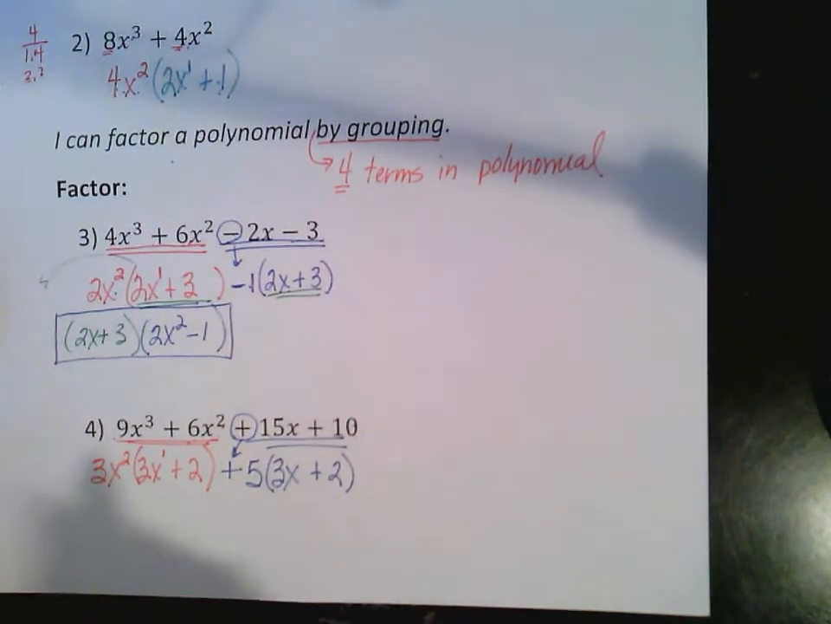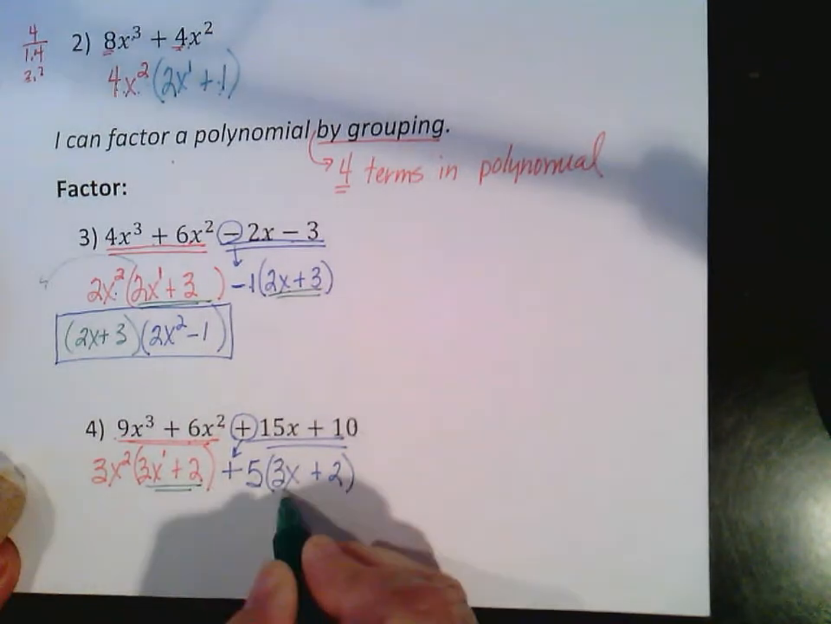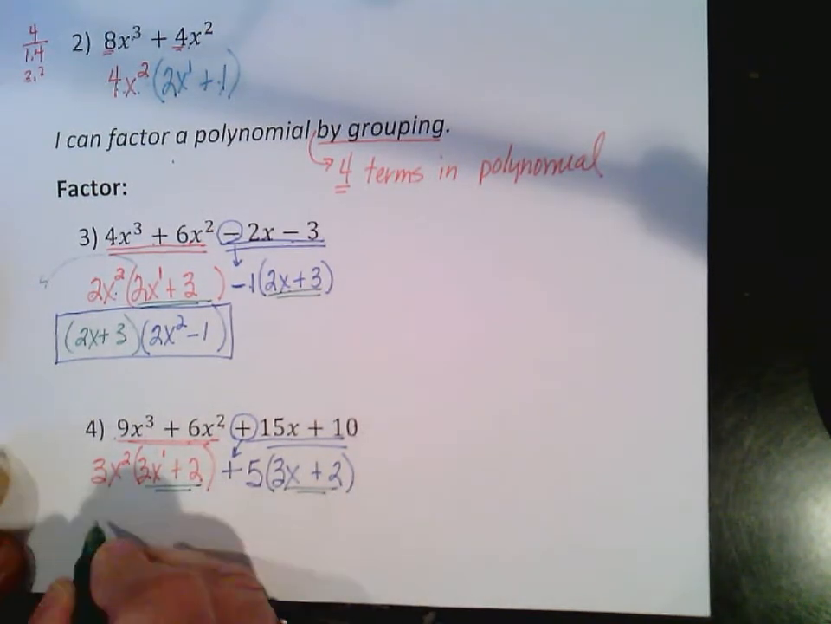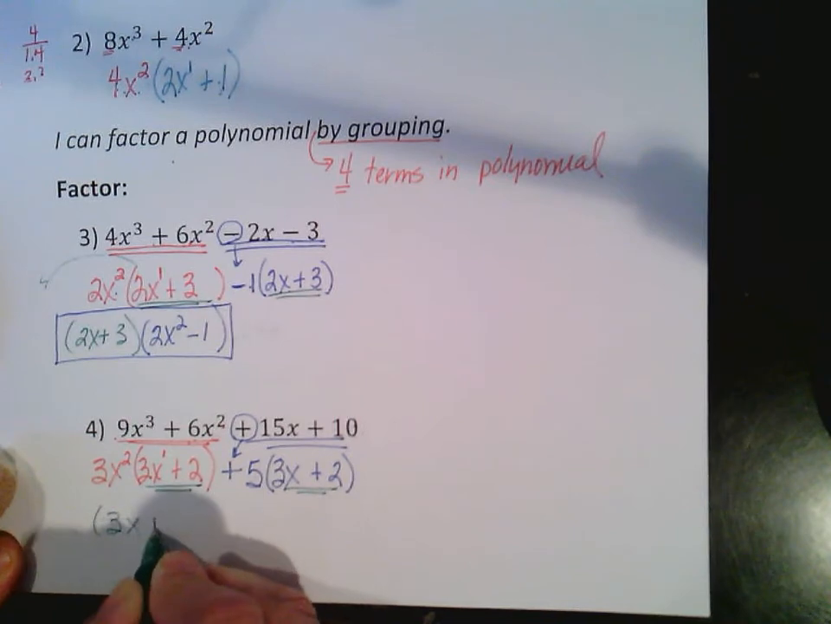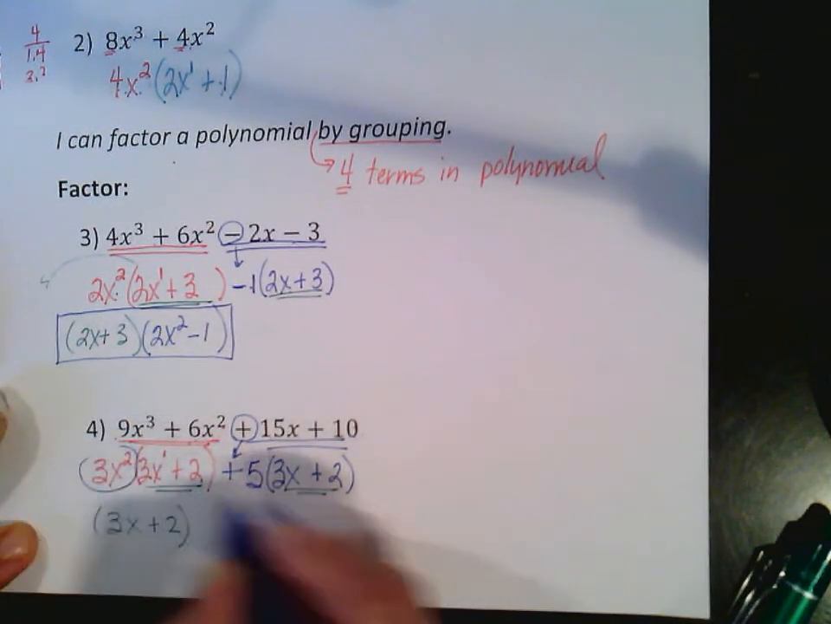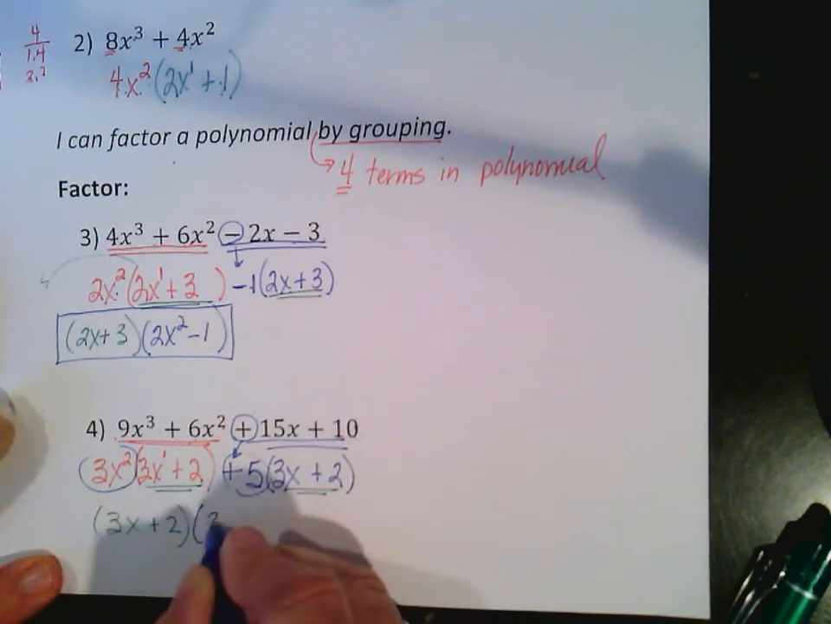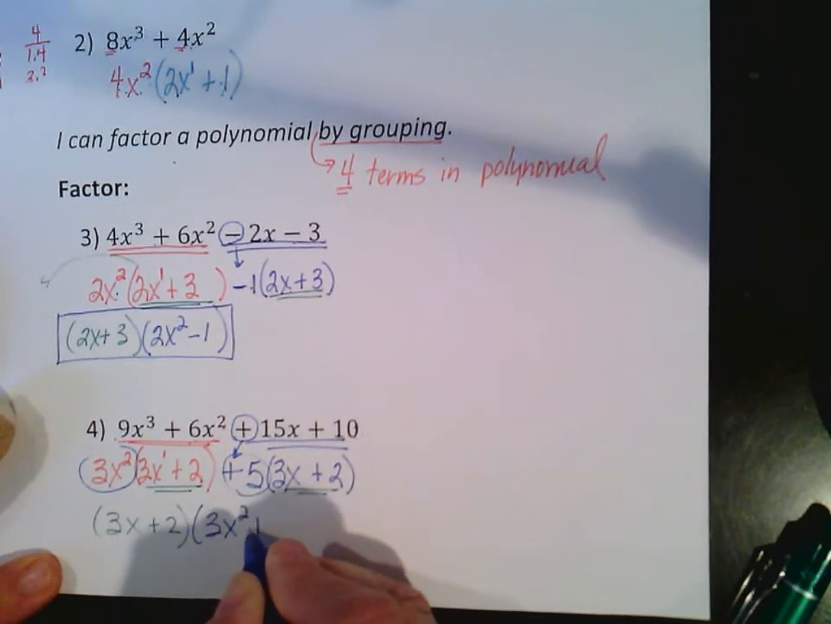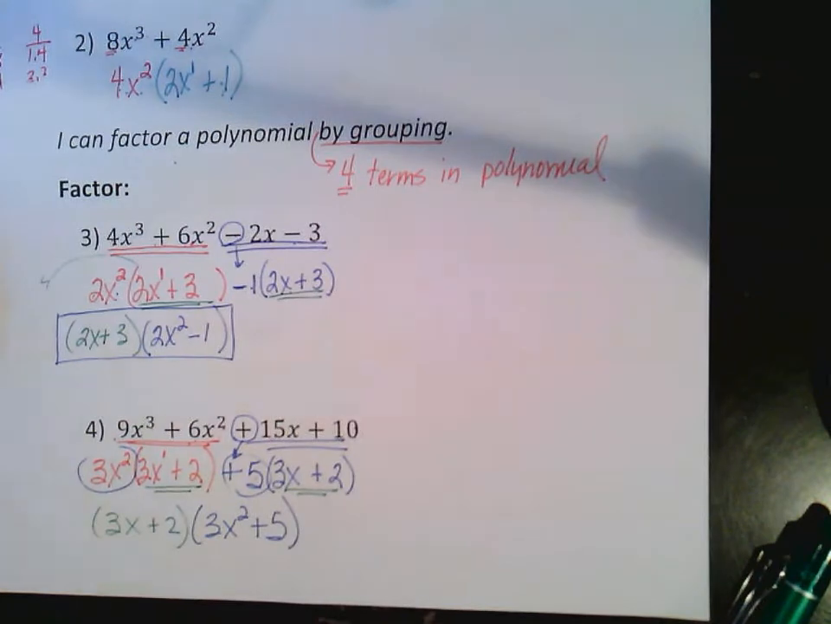The term they have in common, this parentheses, I'm going to factor out in front. So I have 3x plus 2. And then what I have left behind it, after I factor that out, I'm left with 3x squared plus 5. And that's factoring by grouping.